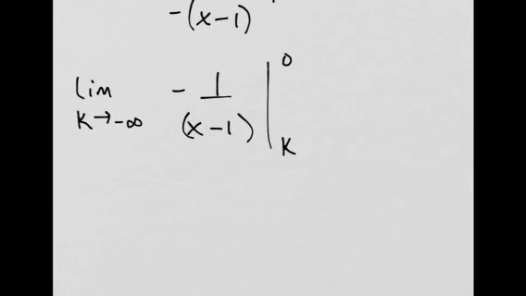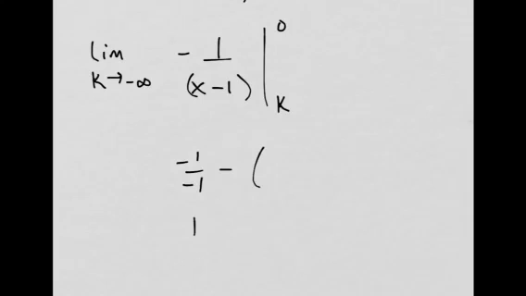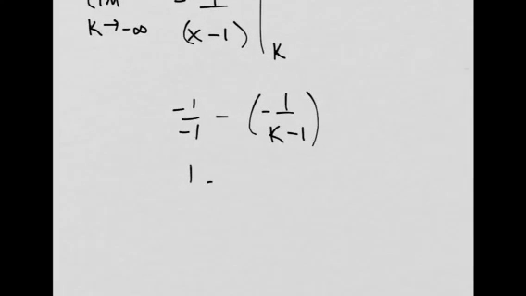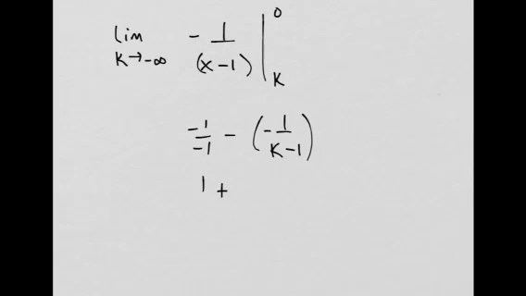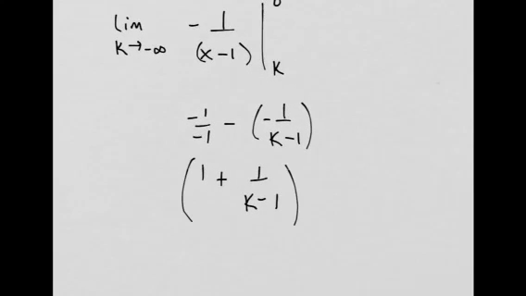So I'll plug in the 0, and I'll just get negative 1 over negative 1. That's just 1. And then minus, I'll plug in the k. k minus 1. So that'll be 1 minus, no, plus 1 over k minus 1. And then I'm taking the limit of that as k approaches negative infinity.